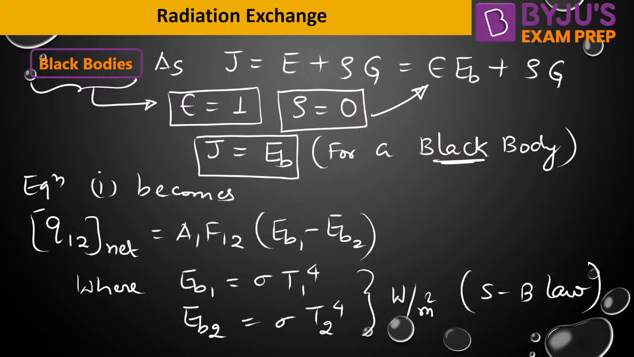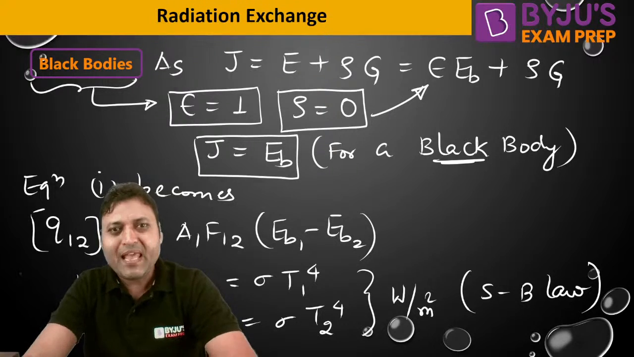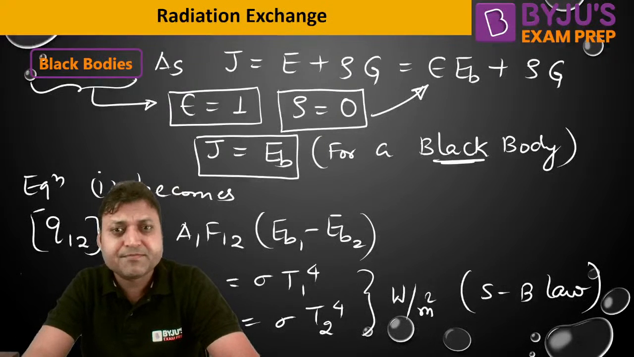EB1 is equal to sigma into T1 to the power 4 and EB2 will be equal to sigma into T2 to the power 4. The unit is watt per meter square. That is the Stefan-Boltzmann law. Emissive power of black body 1 is given by sigma into T1 to the power 4, and emissive power of black body 2 will be given by sigma into T2 to the power 4, where sigma is the Stefan-Boltzmann constant. The value is constant, that is 5.67 into 10 to the power minus 8. Is this clear up to this point?